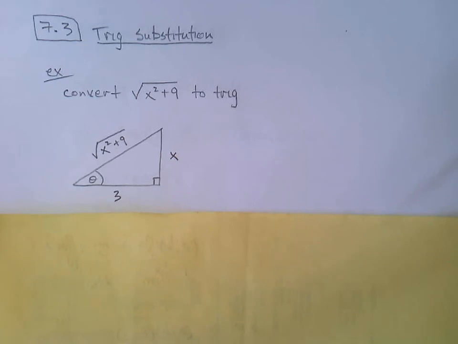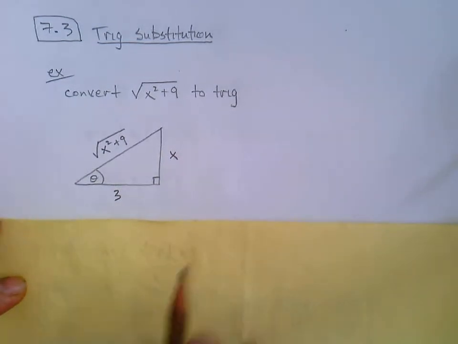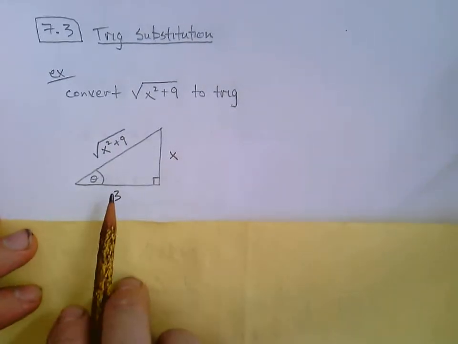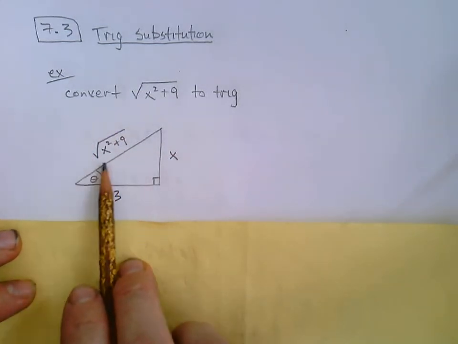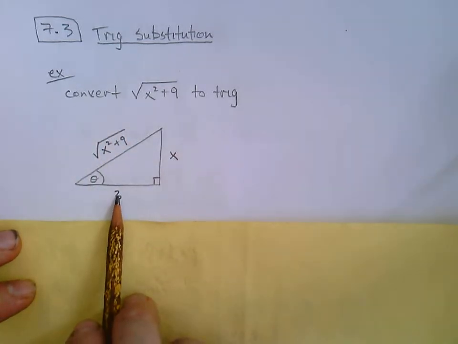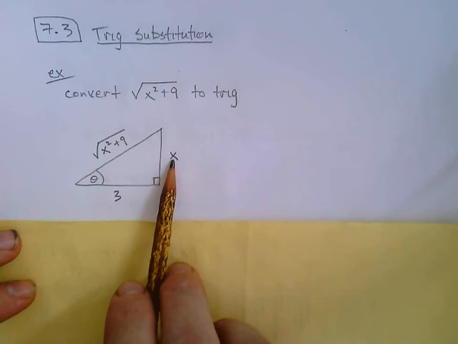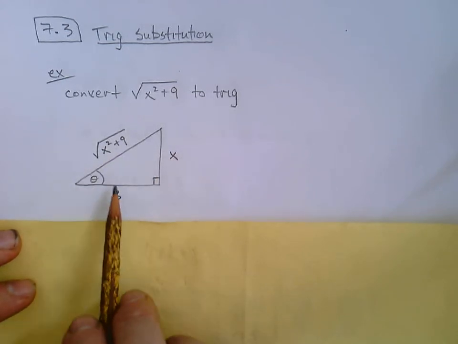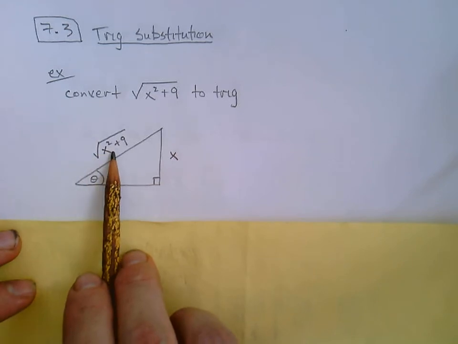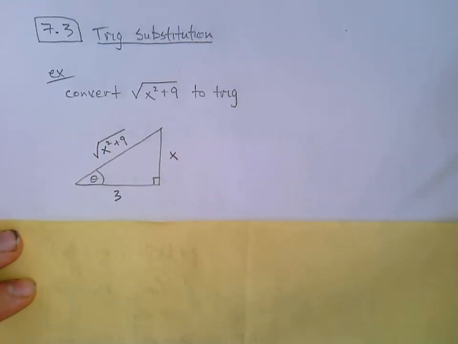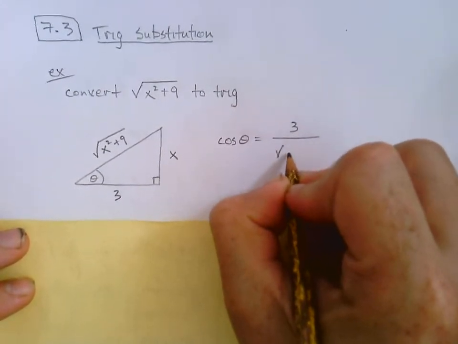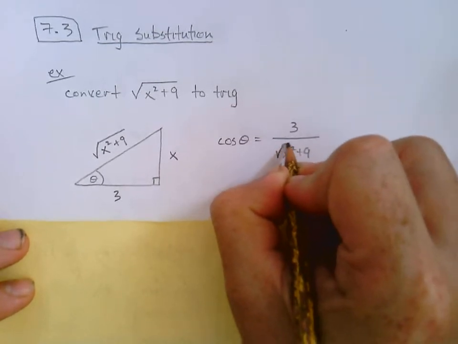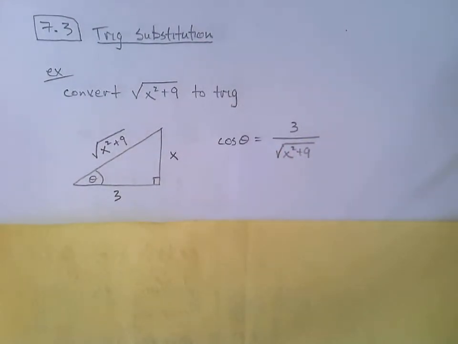Now we're just getting set up here. We need to convert this to trig. How's that going to work? Looking at my triangle, here's what I'm going to do. I'm going to pair that length that I want to rewrite or convert with the constant. Don't pair it with the other variable. Which trig function is going to connect the 3 and the square root x squared plus 9? Well, that had to be cosine, right? The cosine of theta equals 3 over square root x squared plus 9. And we're well on our way.